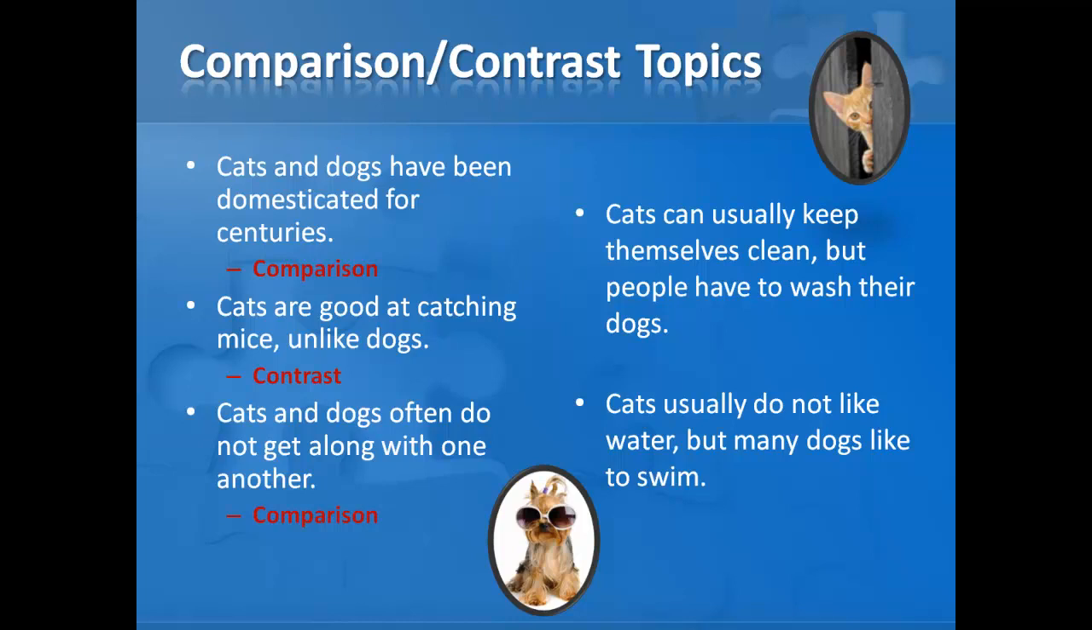Let's look at the next bullet. Cats can usually keep themselves clean, but people have to wash their dogs. Again, is this a statement of comparison or contrast? Contrast. Your clue word is but. Cats clean themselves, but this different thing happens with dogs. So that is a point of contrast.